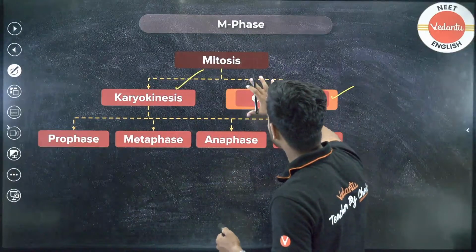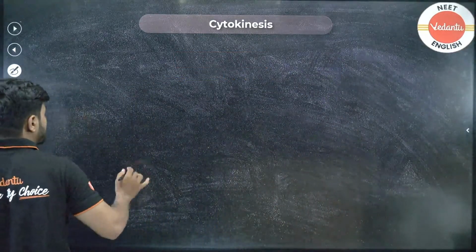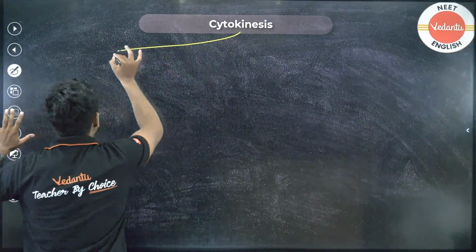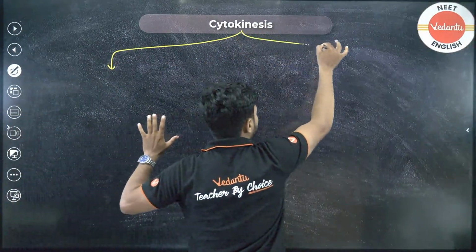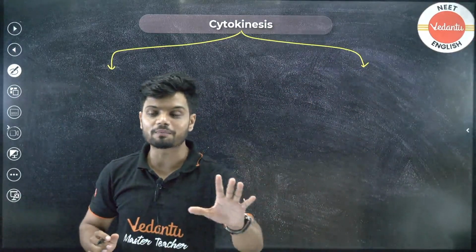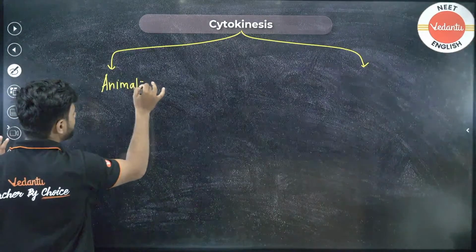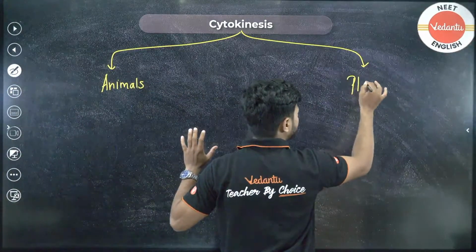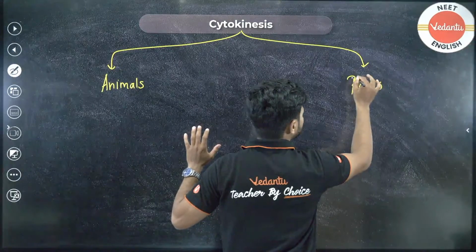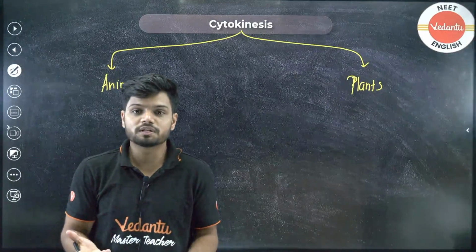Now, let's go to the last part, that is cytokinesis. Cytokinesis is very simple, students, yet it is very different when it comes to plants and animals. Very, very different. So how is it different, sir?